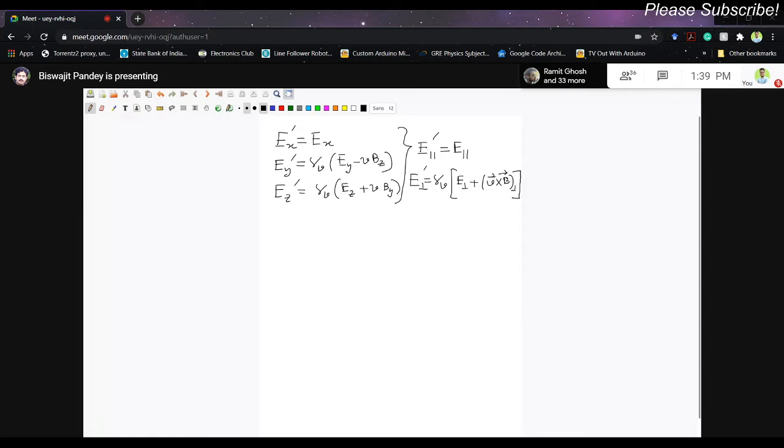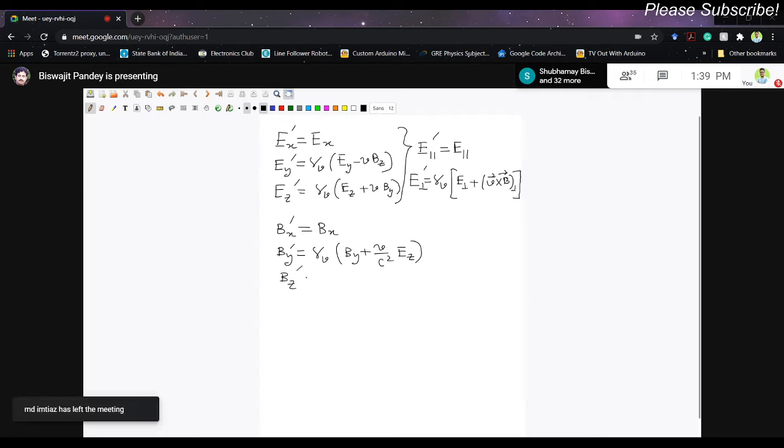Similarly, we also obtained the transformation for the magnetic field. If you remember, again the parallel component of magnetic field doesn't change, it remains the same, and By prime is gamma v times (By plus v by c square times Ez). Electric field and magnetic field get mixed up, and we have Bz prime equal to gamma v times (Bz minus v by c square times Ey).